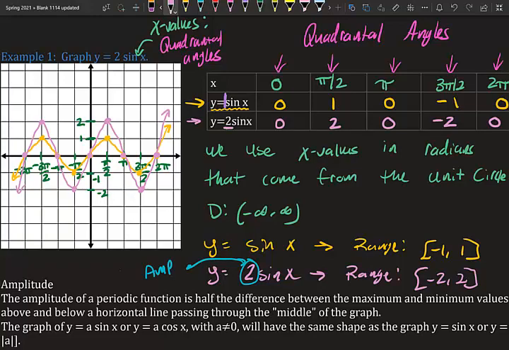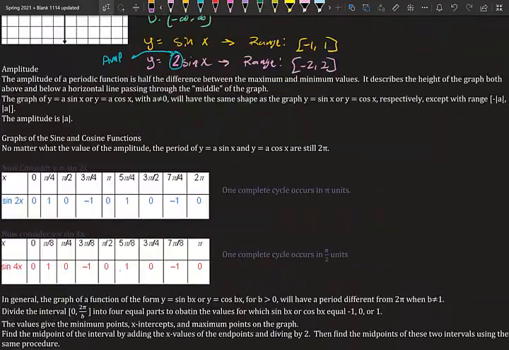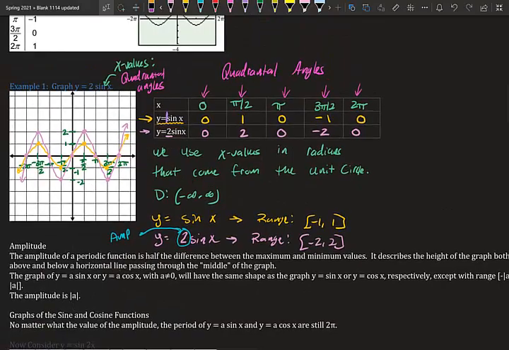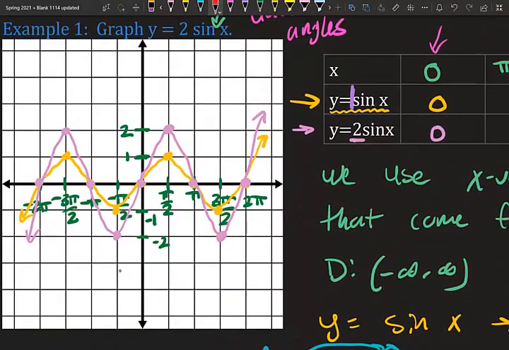Let's talk about that amplitude a little bit more. The amplitude of a periodic function is half the difference between the maximum and minimum values. It describes the height of the graph, both above and below the horizontal line passing through the middle of the graph. So you see that number 2? You see here how it's 2 away, and then here it's 2 away? That's saying that the highest and lowest points are going to be 2 away from the center.